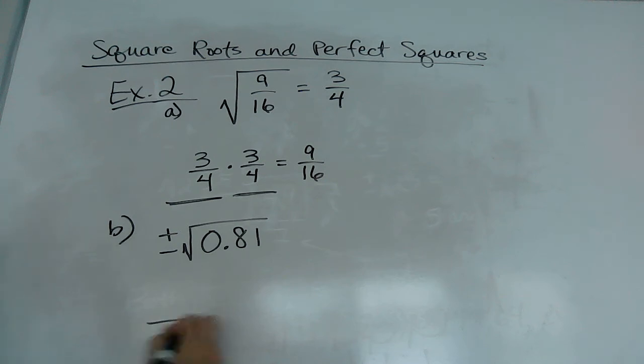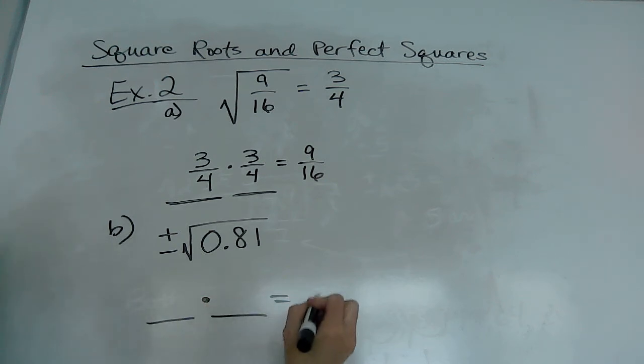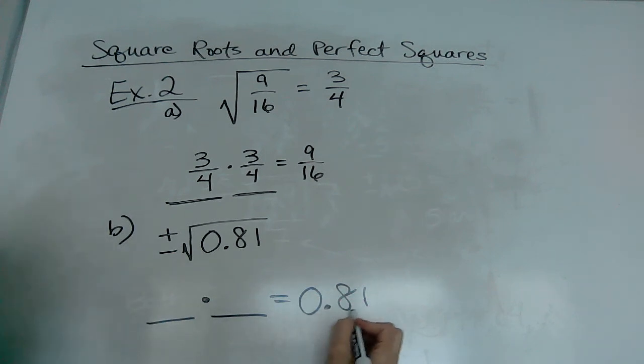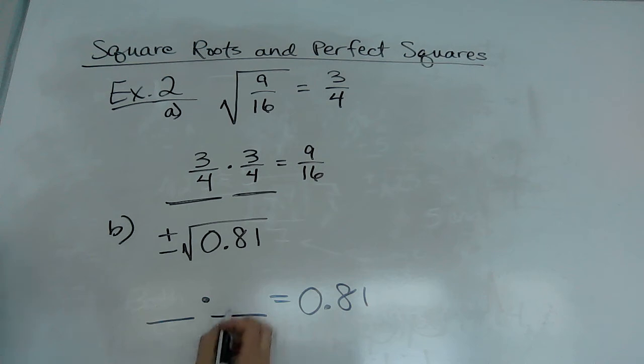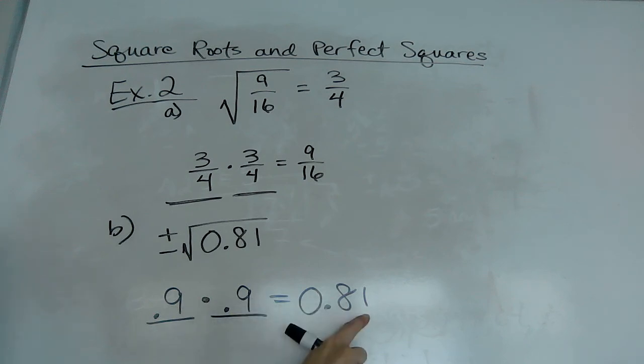You're thinking of a number that when you multiply it together, you get 0.81. Notice we have 2 digits after the decimal here, which means that we're going to need 1 digit after the decimal in each of these, and that digit is a 9. 9 times 9 is 81, so 0.9 times 0.9. 0.9 gives us 2 digits after the decimal in our original question, which means we move the decimal 2 places to the left to give us 0.81.